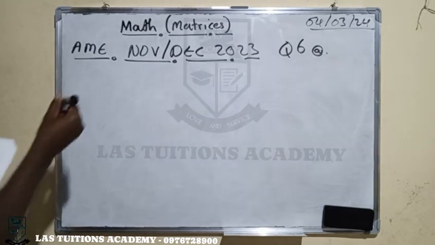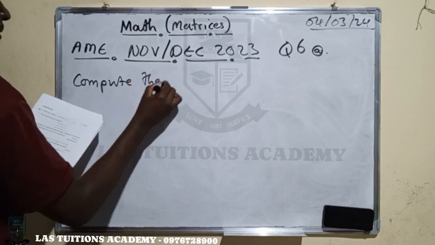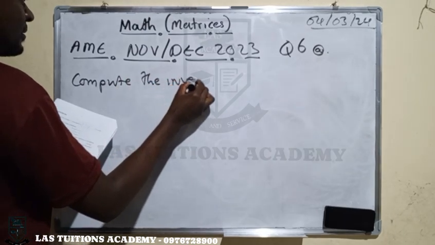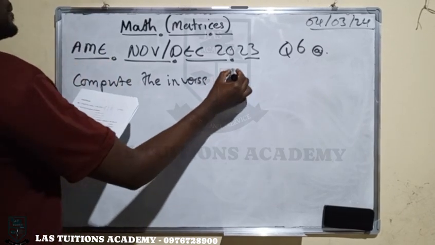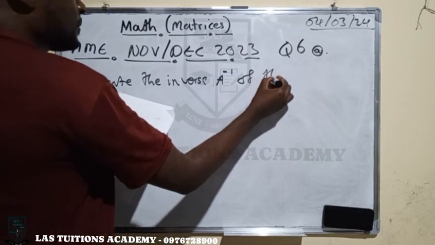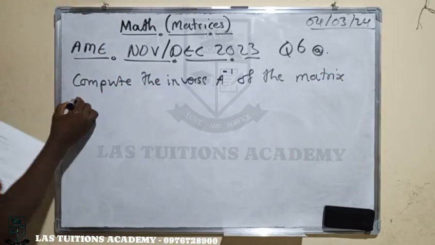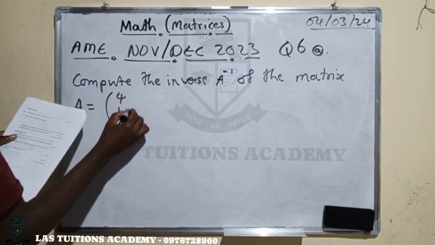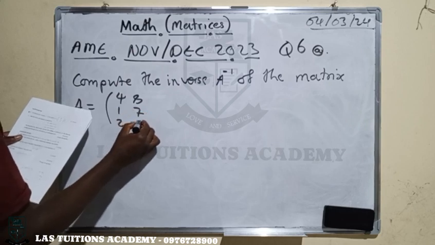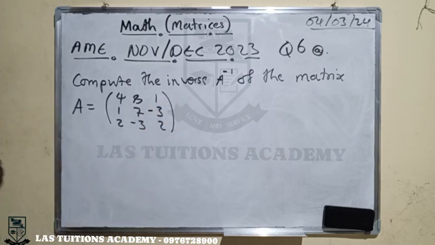Okay, so it says compute the inverse of the matrix A is equal to, so we have 4, 1, 2, 8, 7, -3, 1, -3, 2. Okay, so that is part A, which we have there.